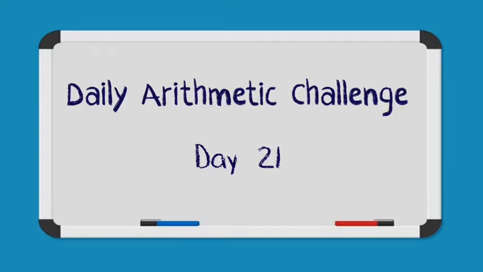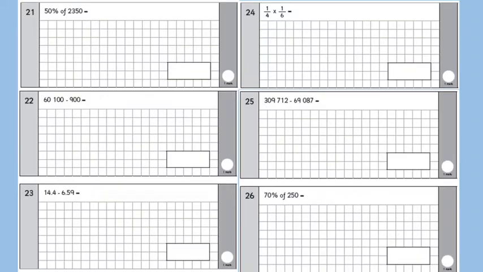So today's day 21 of the Daily Arithmetic Challenge. The first thing that's on your screen now are your first 6 questions. Now we're actually at the end of the test paper that we've been looking at. So the next questions on the next slide are actually a couple of reasoning questions for us to have a go at. So once you've done all of them, make sure that you press play and we'll go through all of those answers together.